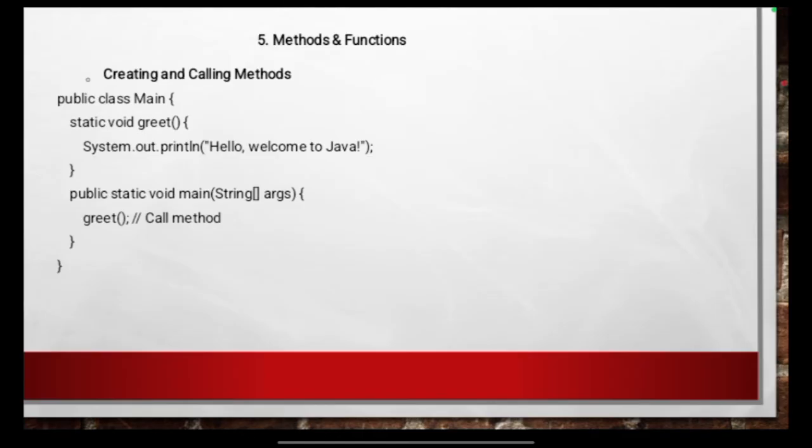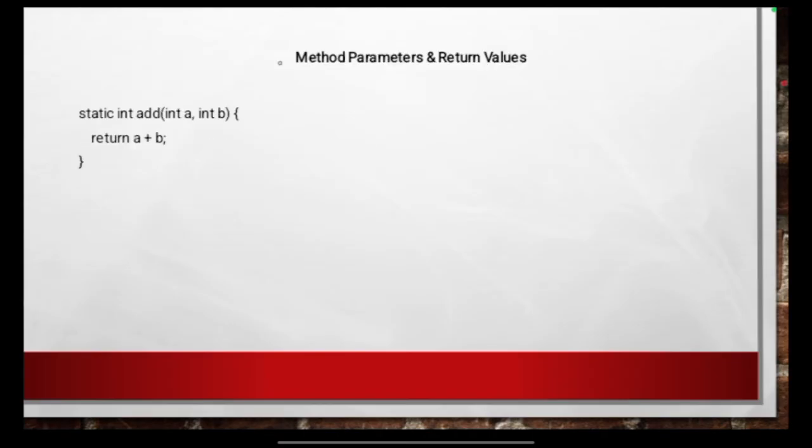So now that we have learned this, let us move on to the next slide. So here in this particular slide, we will be discussing method parameters and return values. So first of all, let's go through the slide carefully. static int add(int a, int b) { return a + b; }. So, static int add(int a, int b).